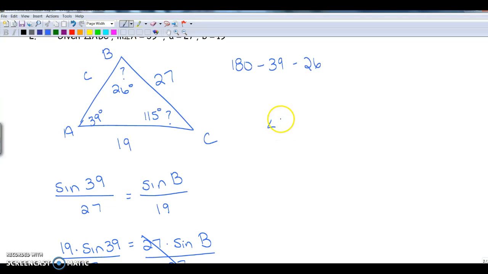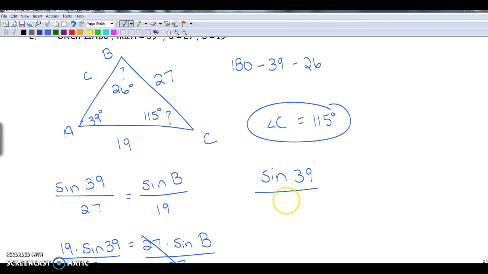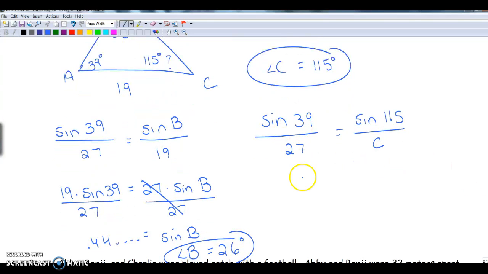And now the only thing left is side C. So what we're going to do is I'm just going to use the A's again. So sine of angle A, sine of 39, over the side across from it, 27, equals the sine of angle C, so 115, over the side across from it, C. And then we're going to cross multiply, and this will be very much like the first problem we did on the other side. C times the sine of 39 equals 27 times the sine of 115.